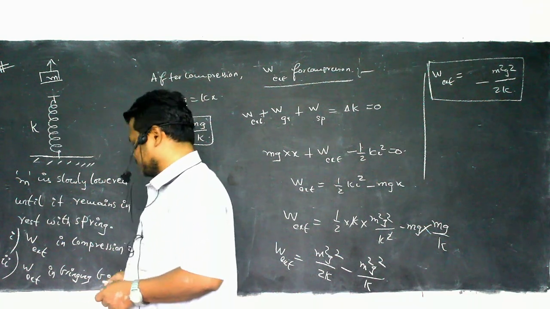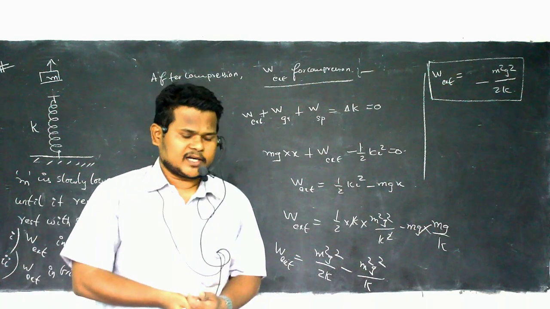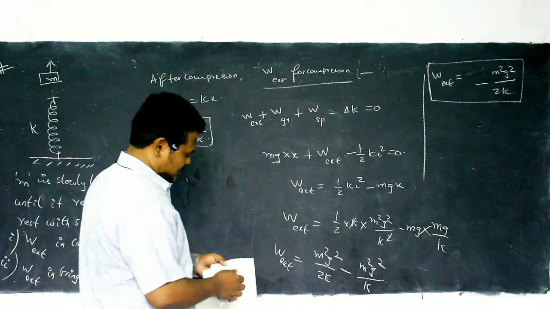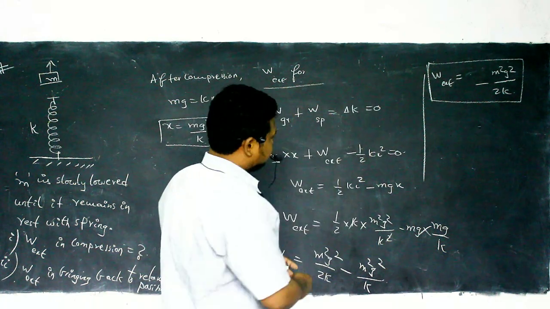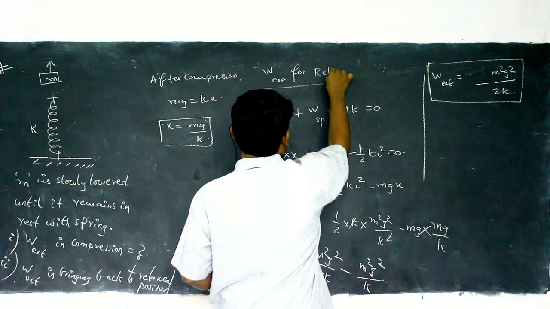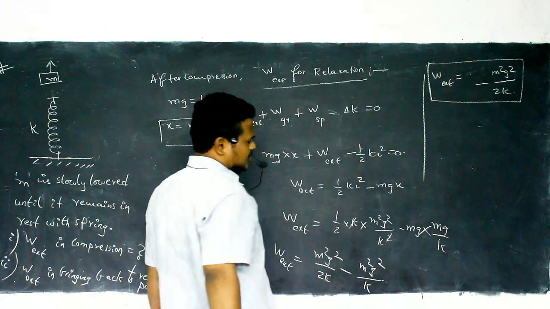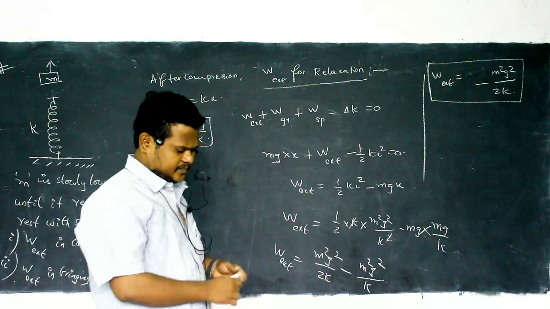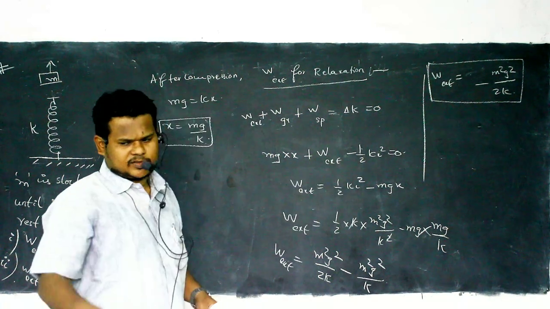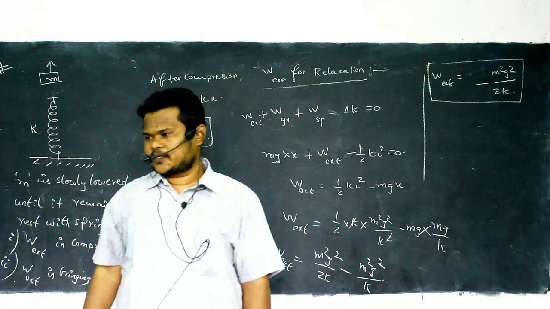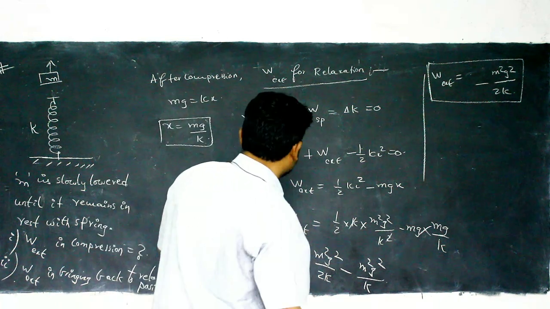Again, what is the work done in bringing this block so that spring will come to the relaxed position? Clear? So next, work done for relaxation, bringing back to the normal position. Here also same condition, no change in kinetic energy should be zero. Slowly I am raising the block so that initial and final velocities of the spring is zero. Clear? So again same relations.